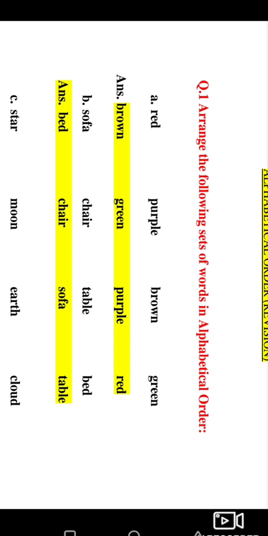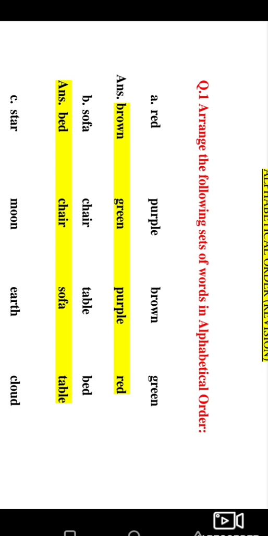Now you will see, you all know alphabet, right? A to Z. Now you will see in alphabet which particular alphabet comes first and then which comes next to it, okay? So like this, you will arrange these words according to alphabetical order by observing the first alphabet of each and every word. So as you can see, brown has been written in first position because B comes first in alphabet in comparison to G, P and R, okay?